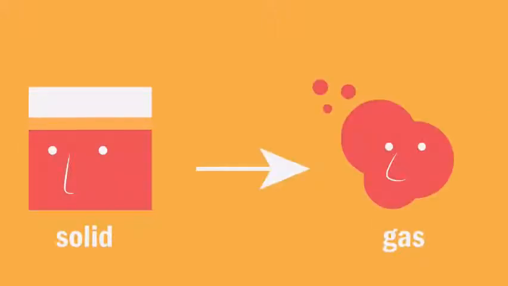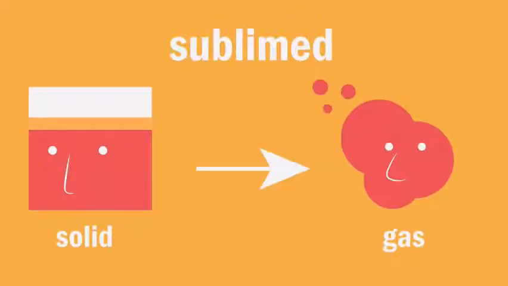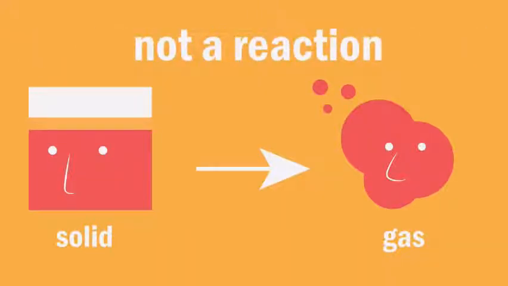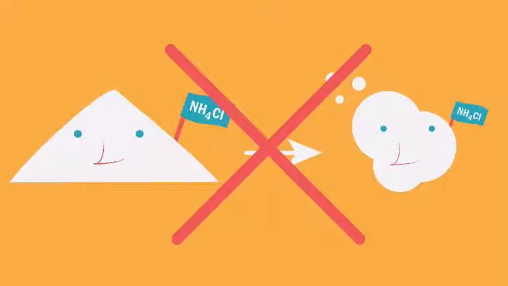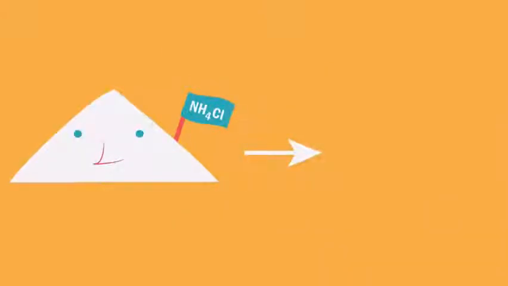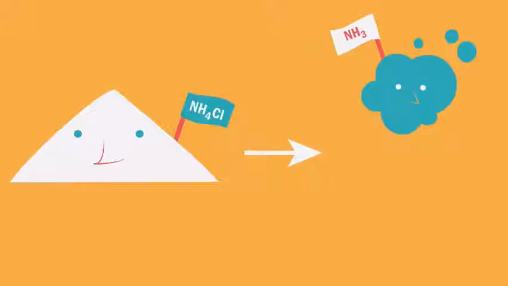When a substance goes from the solid phase to a gas phase, it is said that it has sublimed. This phase change is not a reaction, as the substance itself has not changed. In our example, solid ammonium chloride did not form a gaseous ammonium chloride, but rather it decomposed under heat to form ammonia and hydrogen chloride. Therefore, it is not a sublimation reaction.